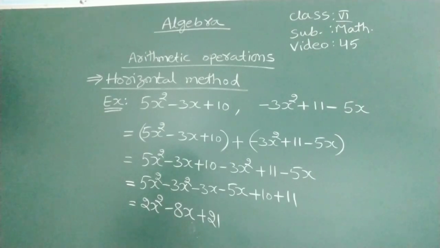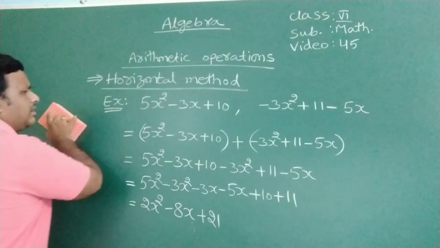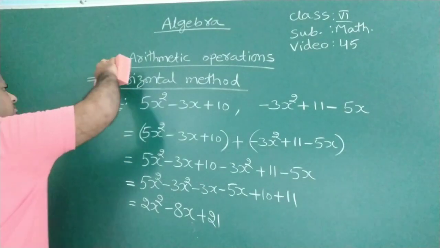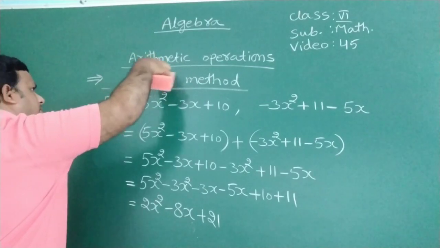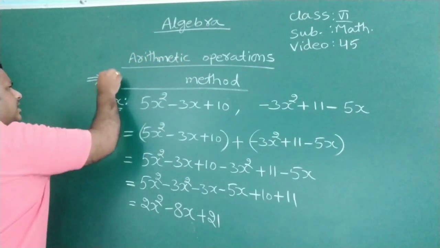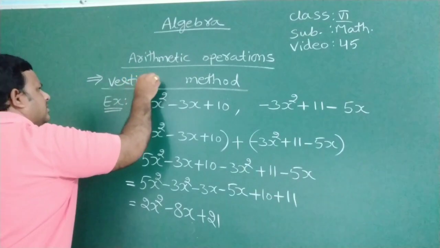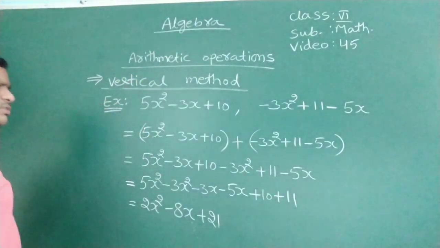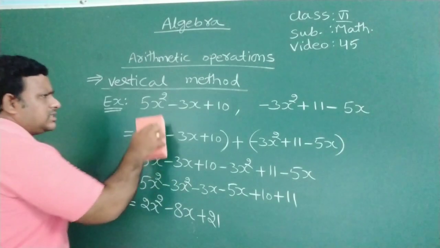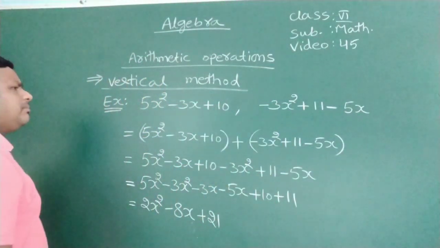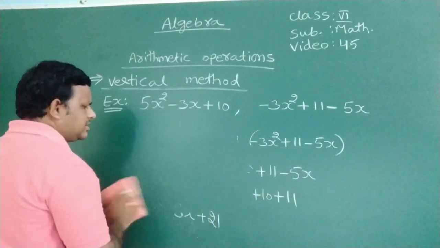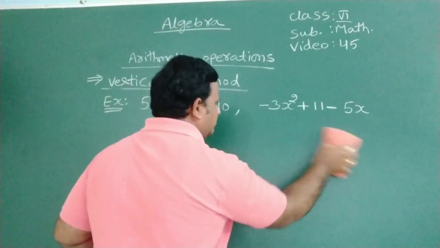Now let us go to the vertical method. What is that? Vertical method. In this method also I am going to take the same expressions and see how to add them in a column manner. Column means vertical manner, right?